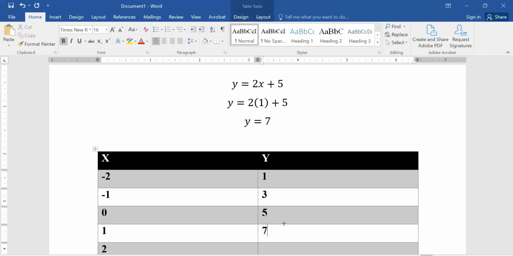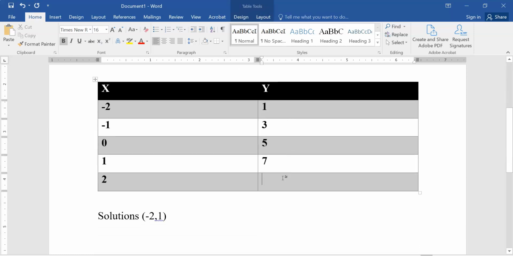So there we go. -2, 1, -1, 3, 0, 5, 1, 7. And then when you plug in a 2, 2 times 2 plus 5 is 9. All right. So we can see not just is -2, 1 a solution, but also the ordered pair -1, 3, and then 0, 5, 1, 7. Again, you would just use this table as your ordered pairs. You don't have to rewrite each ordered pair.